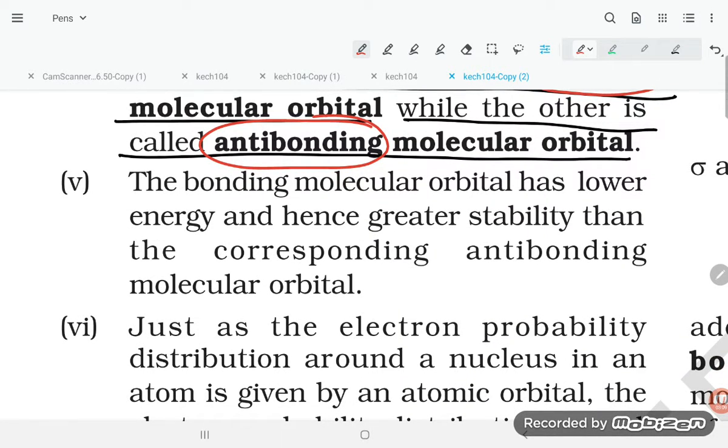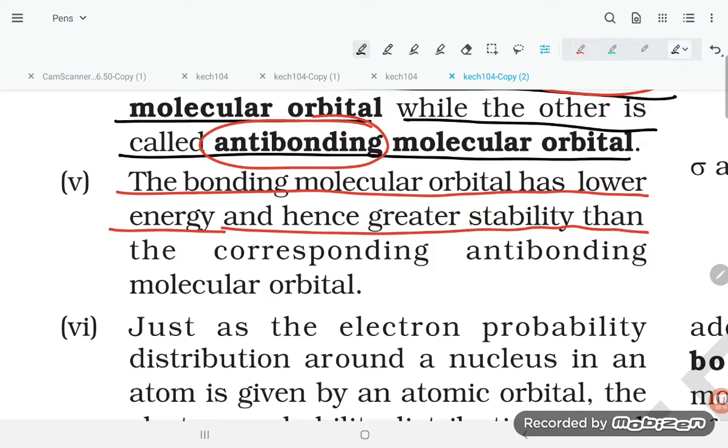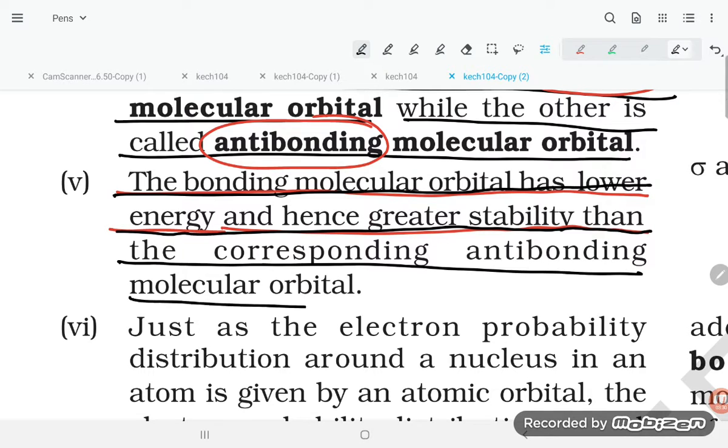Now go for the fifth point: the bonding molecular orbital has lower energy and hence greater stability than the corresponding anti-bonding molecular orbital. So you have to keep in mind that if the orbital is bonding, energy will be less and stability will be more.